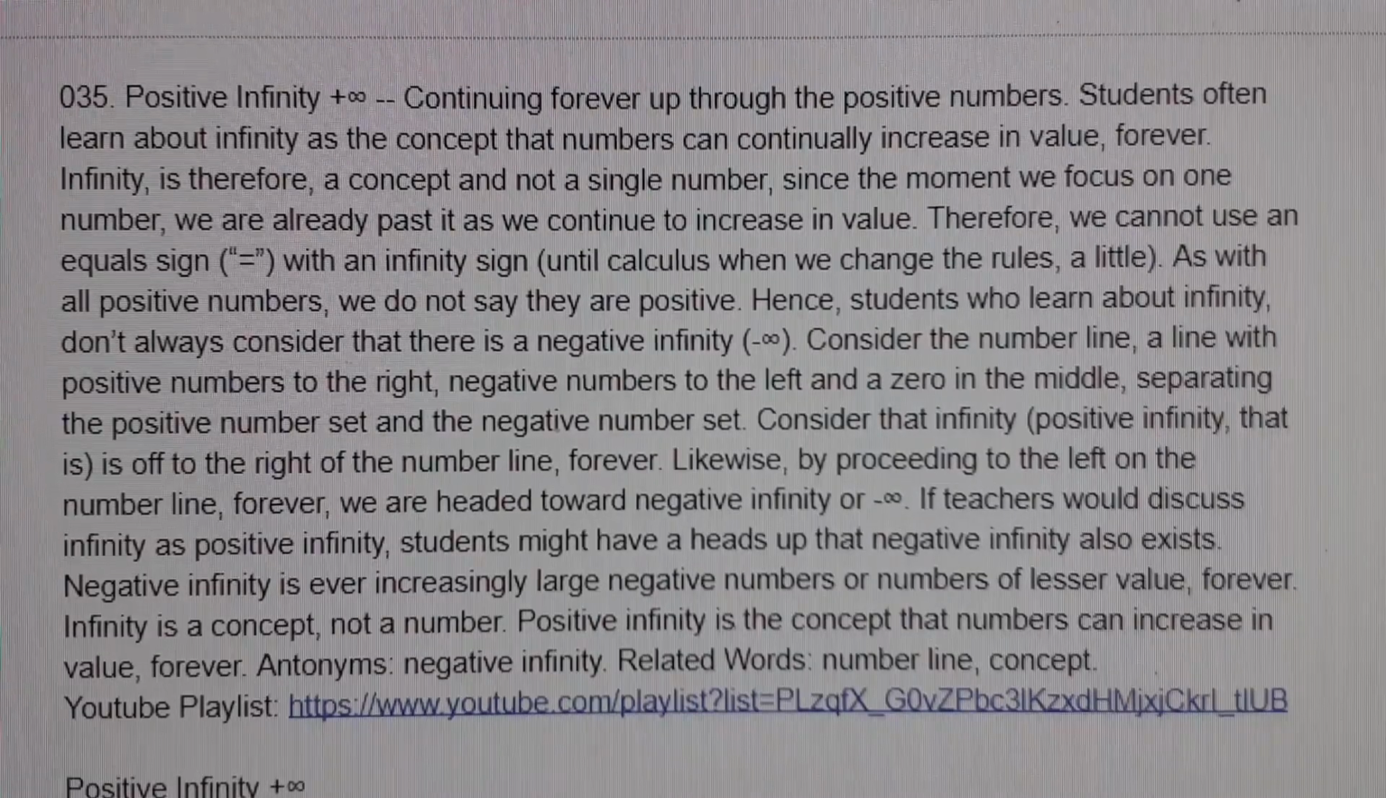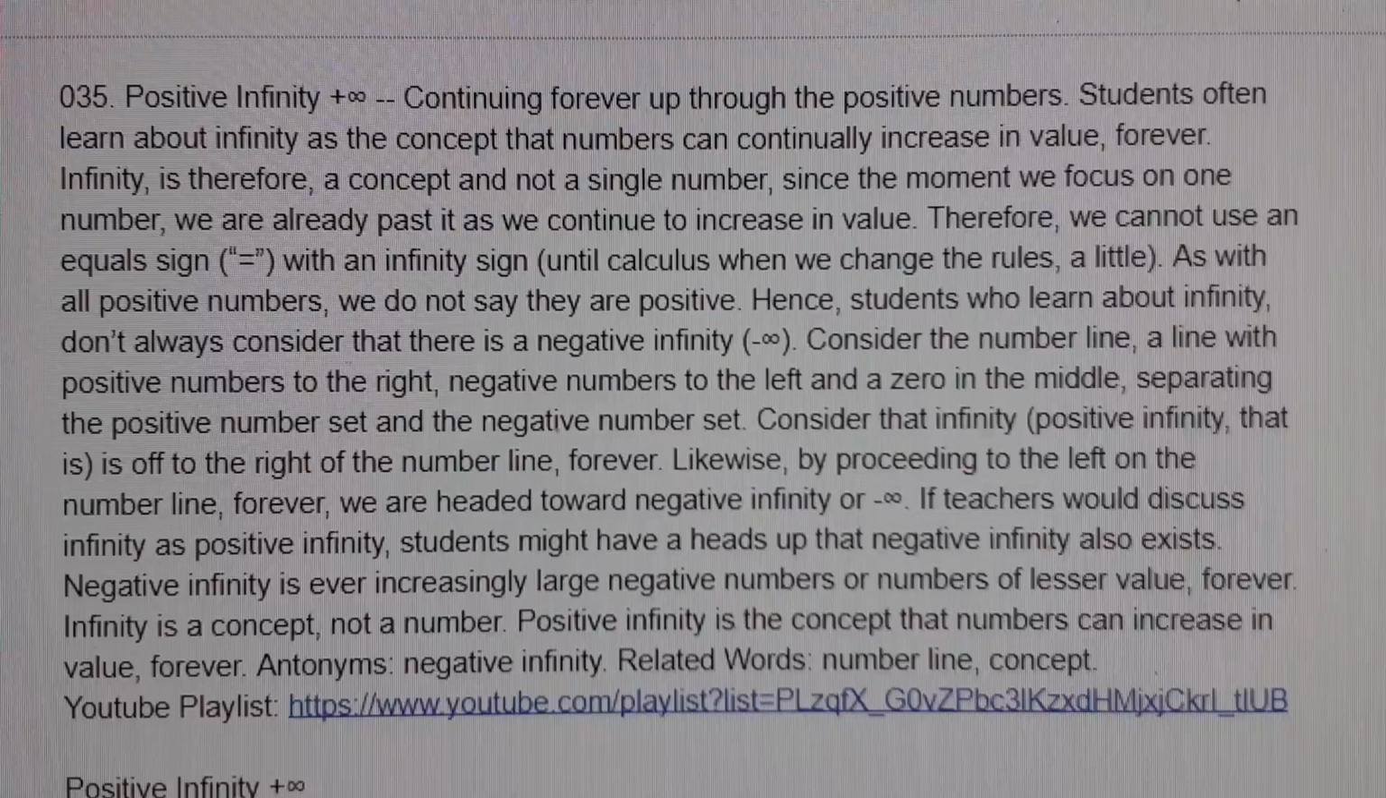Positive infinity. Continuing forever up through the positive numbers. Students often learn about infinity as the concept that numbers can continually increase in value forever. Infinity is, therefore, a concept and not a single number, since the moment we focus on one number, we are already past it as we continue to increase in value.